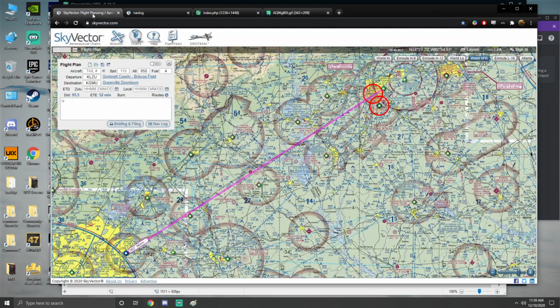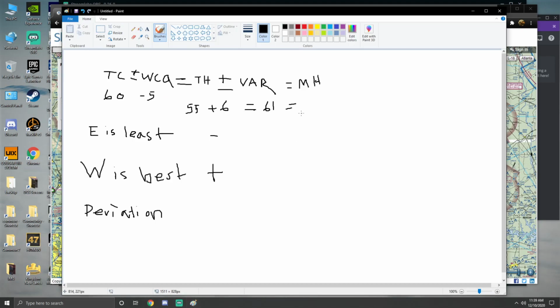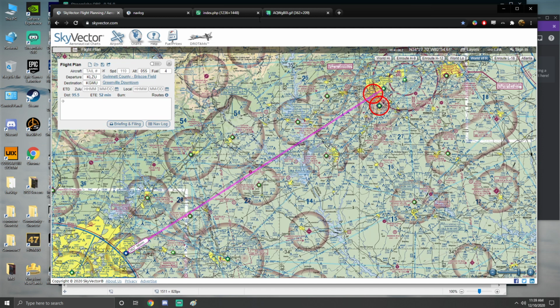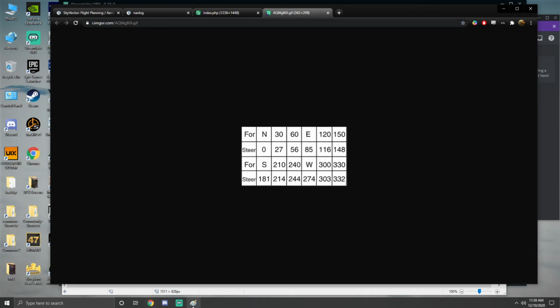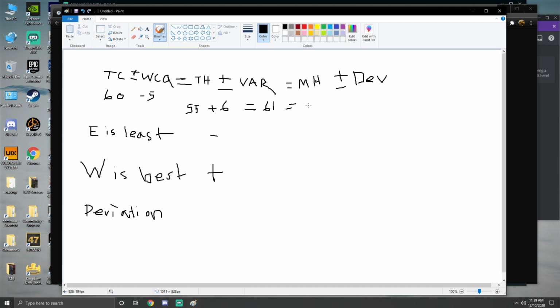So the last thing that you would do to figure out a compass heading would be, so we know our magnetic heading was 061, and then it's going to be plus or minus your deviation, which for us was, I believe, -4. Is that right? 060, yeah, -4. 61 minus 4 equals 57 degrees. Right, and this is your compass heading.